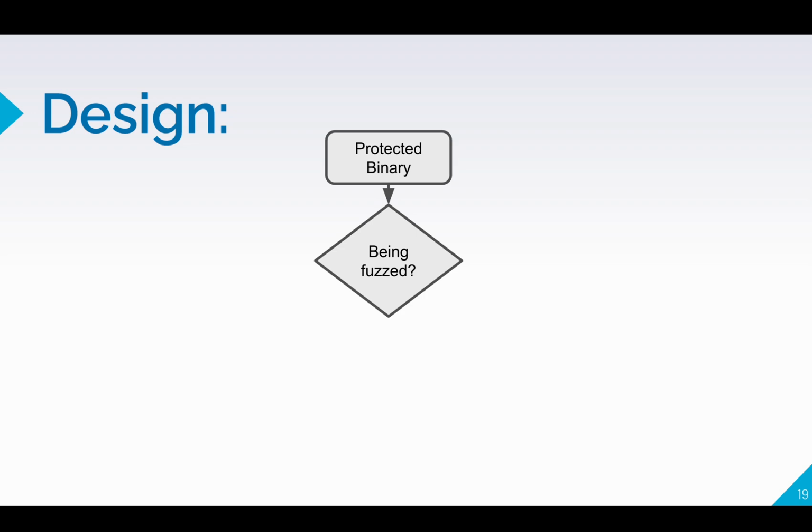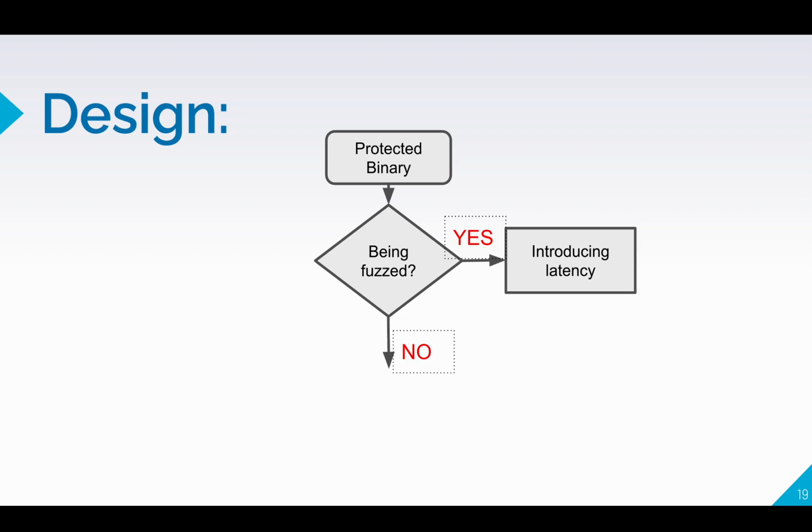And if the program is being fuzzed, we introduce latency, and this latency will slow down the fuzzer, making it less efficient, and ultimately the attacker might give up. The execution control also ensures that normal user operations are unaffected. So the design ensures that the way we generate the new binary will make sure that normal operations run as they are.